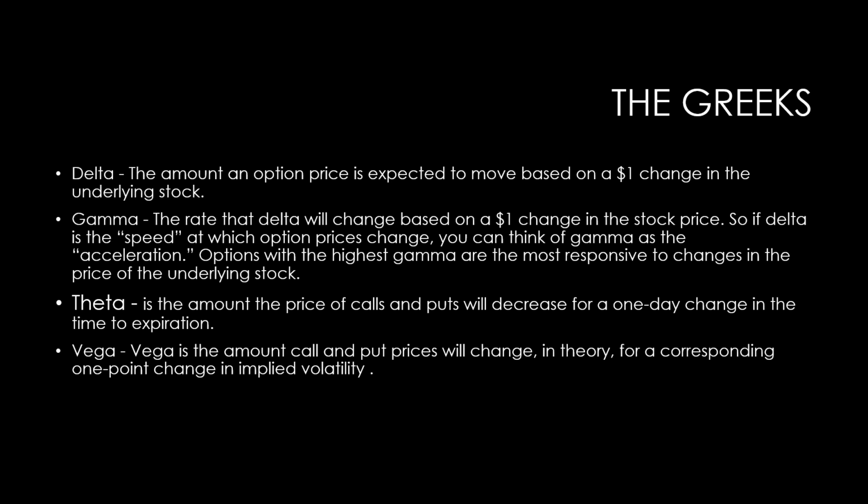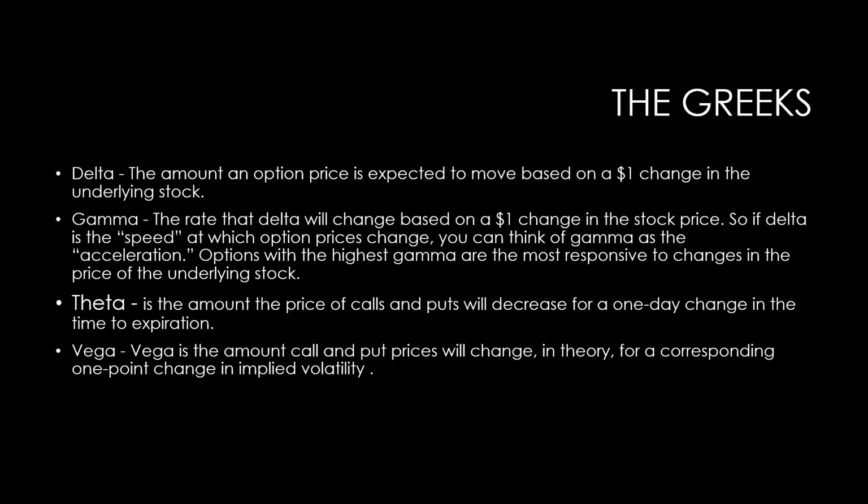The Greeks. Delta. Delta is the amount an option price is expected to move based on a $1 change in the underlying stock. So if you have a delta of 40 and your stock moves from 200 to 201, you can expect to make 40 cents on that option. Gamma. Gamma is the rate that a delta will change based on the $1 change in the stock price. So if delta is the speed at which option price changes, you can think of gamma as the acceleration. Options with the highest gamma are the most responsive to changes in the price of an underlying stock.